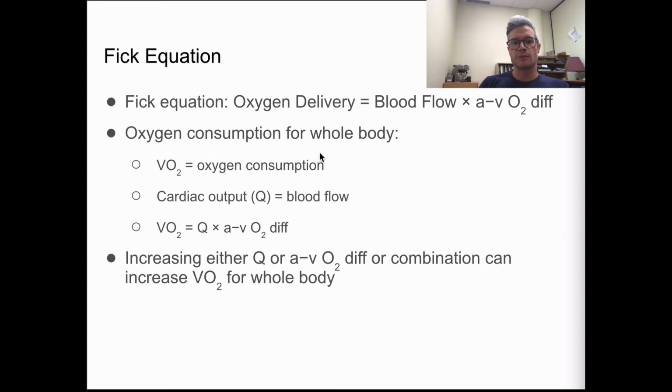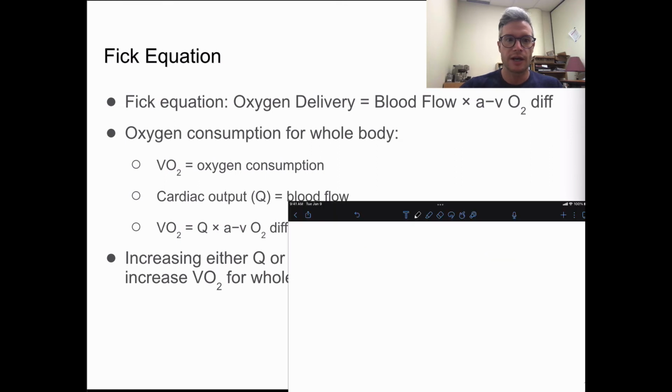So oxygen consumption for the whole body, VO2, is how much oxygen we consume. Again, that's liters per minute in this context. Our cardiac output is blood flow, right? So we spoke about that last. Let's actually write this out. So we have oxygen delivery, which will be in VO2, so the amount of oxygen utilized, times our blood flow times our AVO2 diff. Actually, I want to make those a little clearer. I want to move that over.